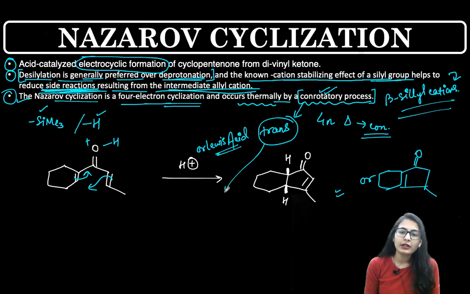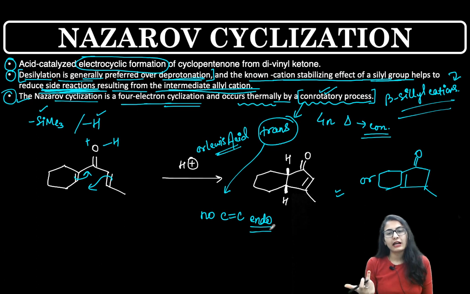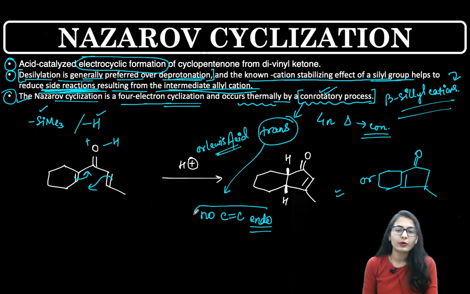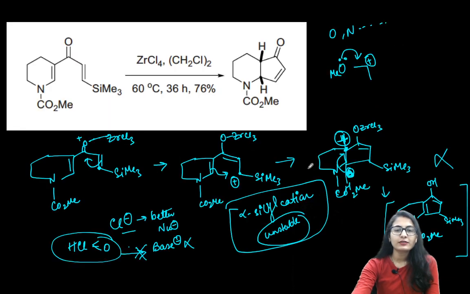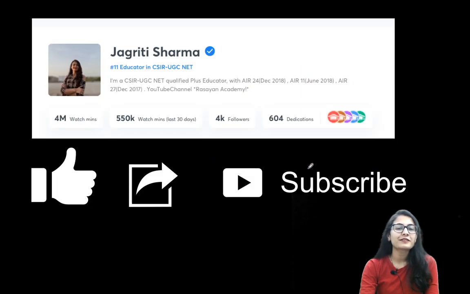Now that trans product is only observed when you are not forming a double bond inside the ring. How are you going to observe this? No carbon-carbon double bond, endo. No endo double bond. You might have an exo double bond like the carbonyl that we checked out, but no endo double bond. Then only you will be able to observe the trans geometry. Okay, so I hope that this was a lot of stuff about the Nazarov cyclization.